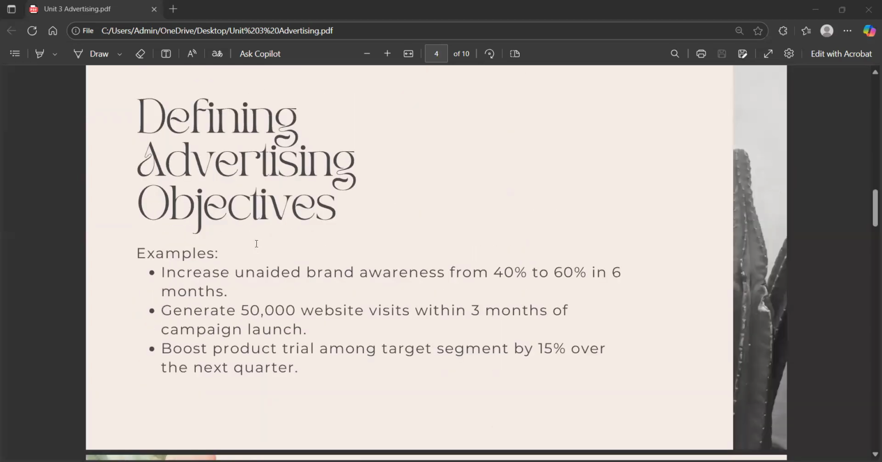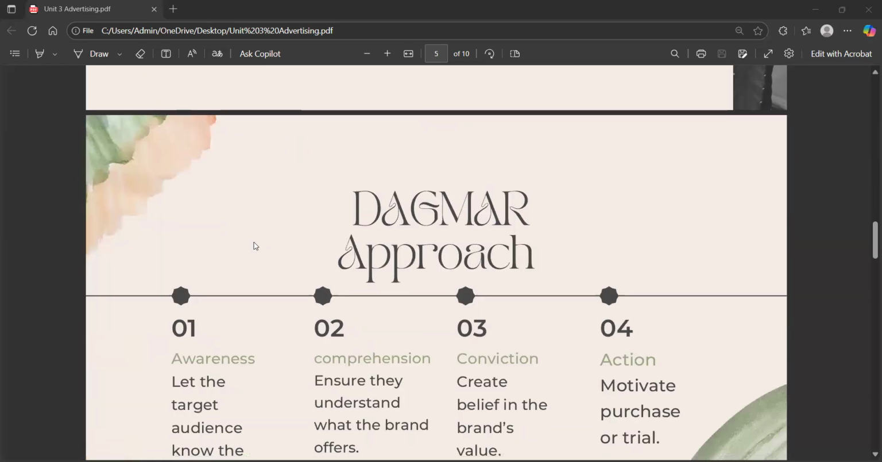Now, here are examples of defining advertising objectives. First is increase unaided brand awareness from 40 to 60% in 6 months. Then second one is generate 50,000 website visits within 3 months of campaign launch. And the last one is boost product trial among target segment by 50% increase over the next quarter.